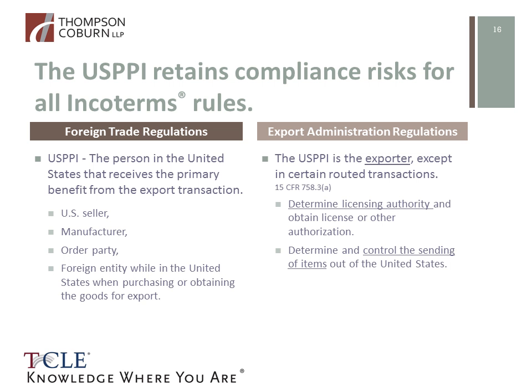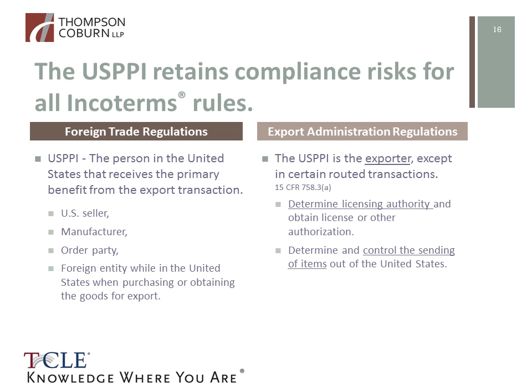Under the census regulations, that is the person in the United States who receives the primary benefit from the export transactions, usually the seller, the manufacturer, or an order party. It can be a foreign entity that's located in the United States at the time that they purchase the goods. The EAR, the export regulations that govern whether things can be properly shipped, define the USPPI slightly differently. The USPPI is the exporter, except in certain routed export transactions. There's that term again that we will be discussing very shortly.